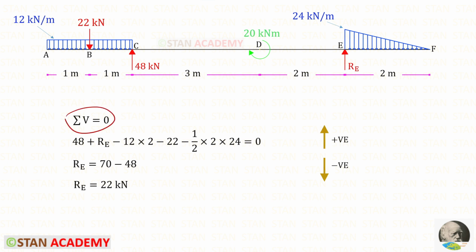Alternatively, using this rule, we can find RE very easily. RC and RE are acting upwards, so both of them are positive. The UDL, point load, and UVL are acting downwards, so all three of them are negative. For the UDL and UVL, we have to take the area. This is the area of the UDL, and this is the area of the UVL. For RE, we will get 22 kN.